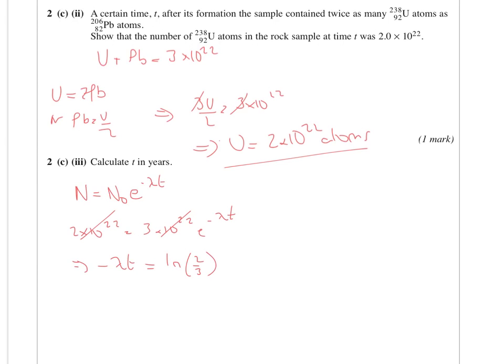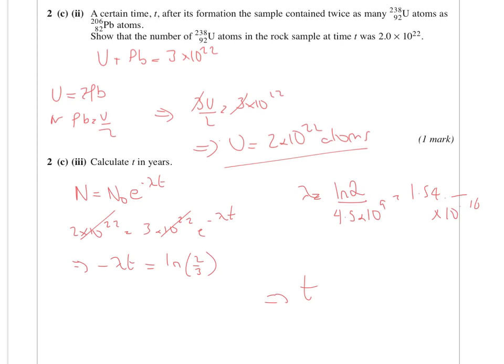So we need to work out what the decay constant is. To get the decay constant, we need to do log 2 over the half-life, which was 4.5 times 10 to the 9, which is, let's calculate that, log 2 divided by 4.5 times 10 to the power of 9, which is 1.54 times 10 to the minus 10.